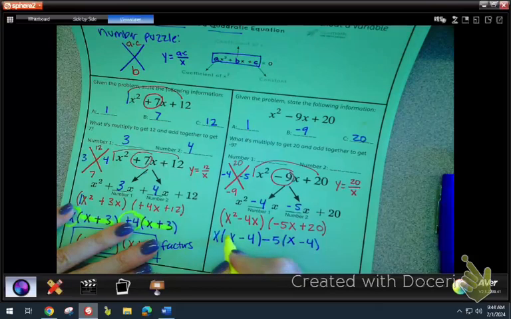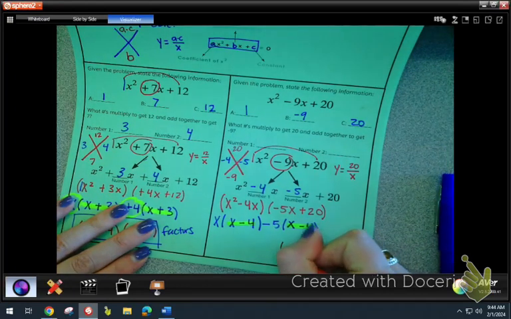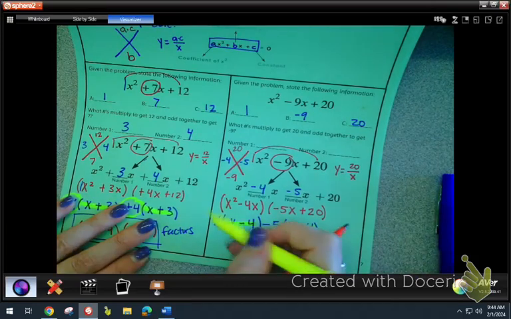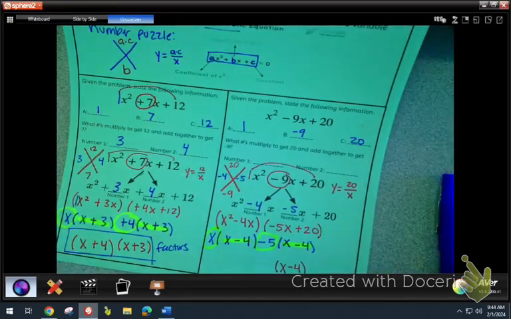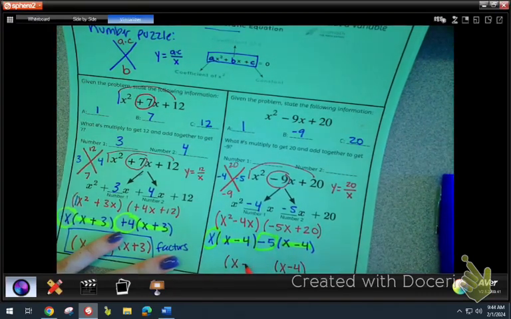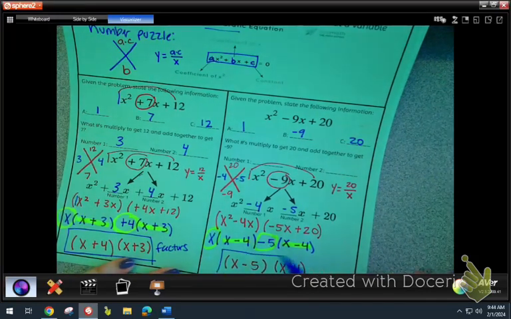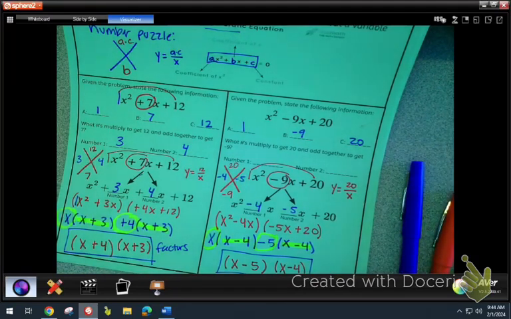Do your parentheses match? Do they match? So did you do it right? Yep. How many times do you write that parentheses? Once. And then you take the guys in the front, the GCFs in the front. Remember, that's the split. We got to put it back together. So that becomes x minus 5 times x minus 4. Is it okay if you put x minus 4, then x minus 5? Yeah, it doesn't matter which one you write first. Okay?